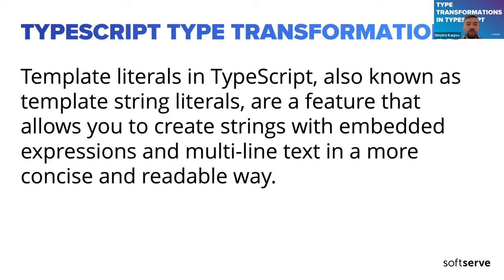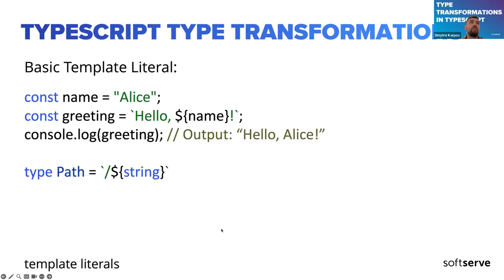Let's move further with some practical examples. Basic template literals, as simple as it is. Greeting, hello, and name. And apparently we will have hello, Alice. So name is a string. We use this name as a variable, but it might be a type, because I'm explaining from the JavaScript side, and now we will try to apply the same pattern to TypeScript. And if you take a look at the line with the type path, basically path can accept the type. Bingo.